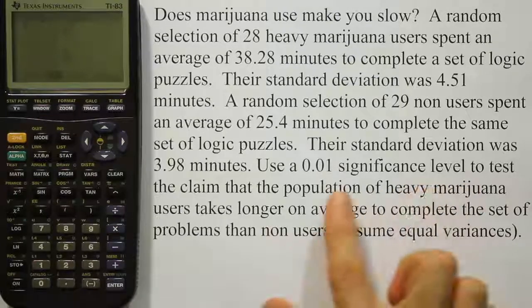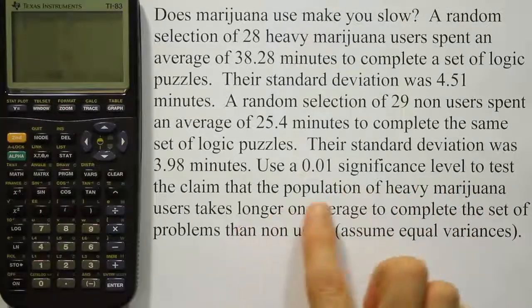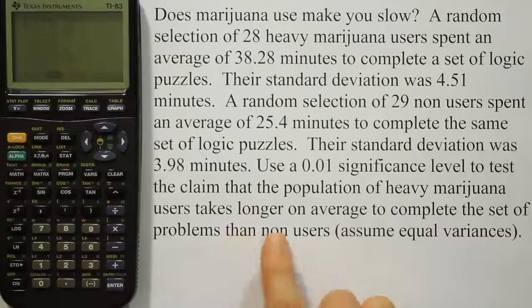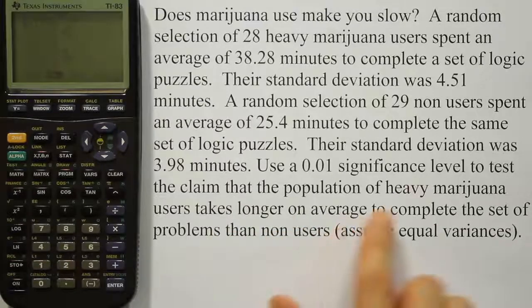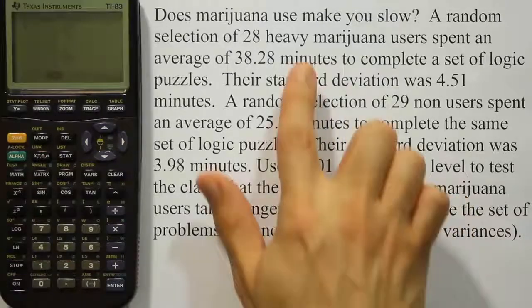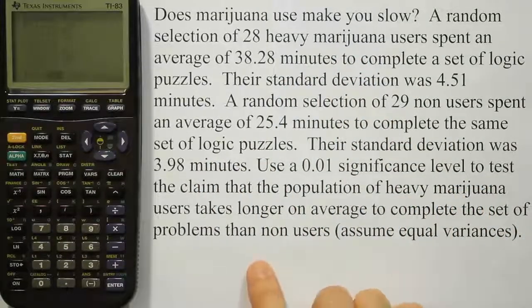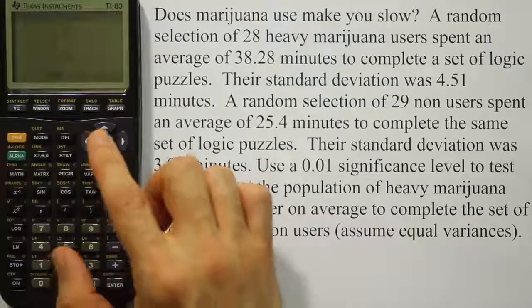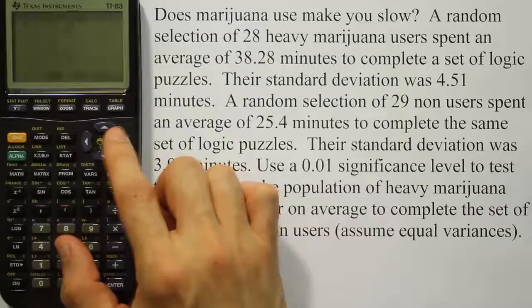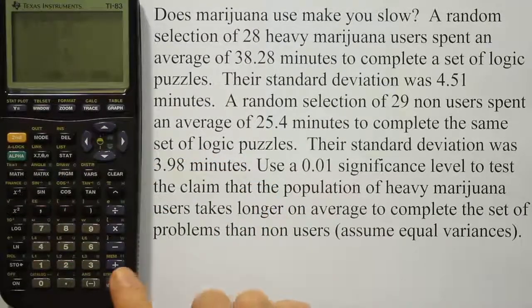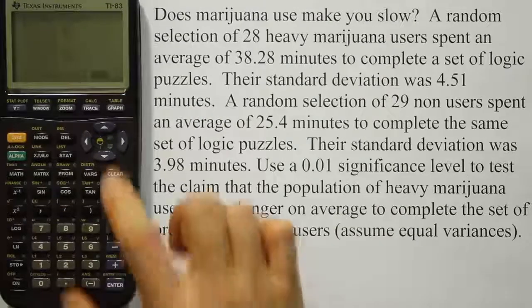So it says, use a 1% significance level to test the claim that the population of heavy marijuana users takes longer on average. So heavy marijuana users is what we let our first population be. So that is going to be, so to speak, on the left-hand side. And if this takes longer, we'll have a greater than symbol then. And then behind that, we would have the non-users. So the marijuana is greater than the non-users, right? So the marijuana length of time to finish the puzzles is greater than the length of time for people who do not use marijuana. So we'll hit enter on the greater than symbol that's there.